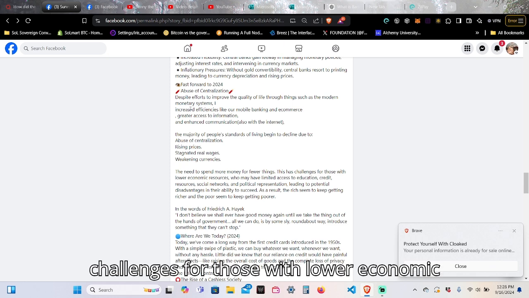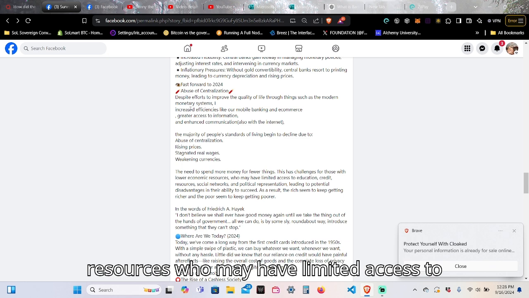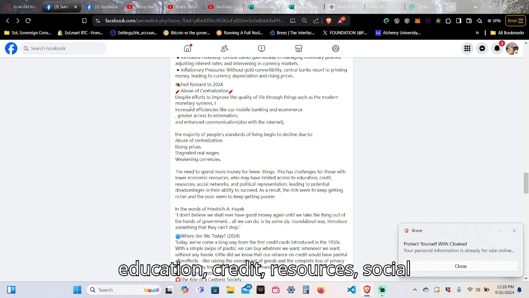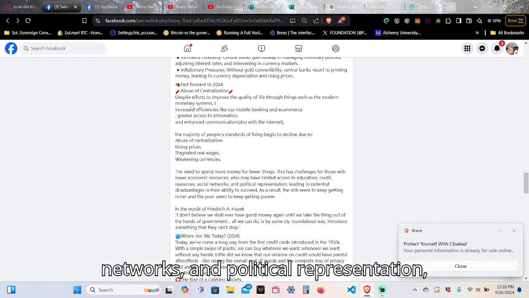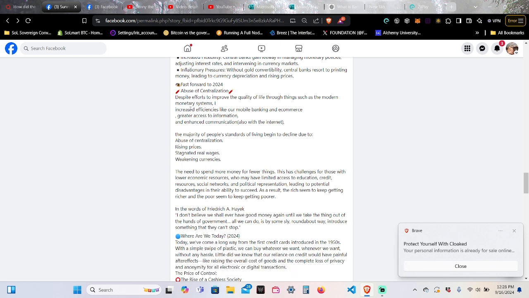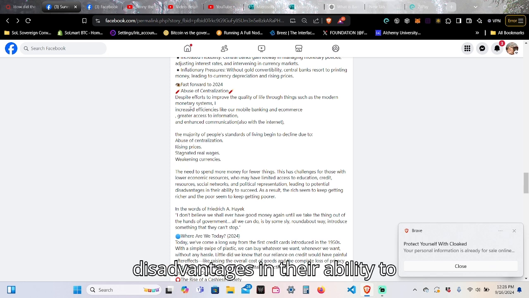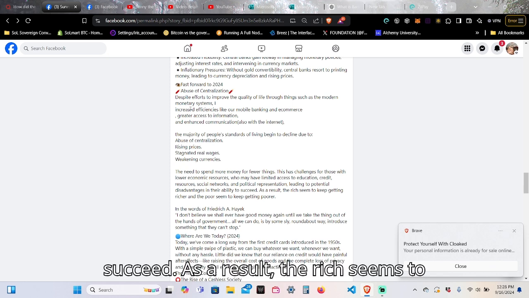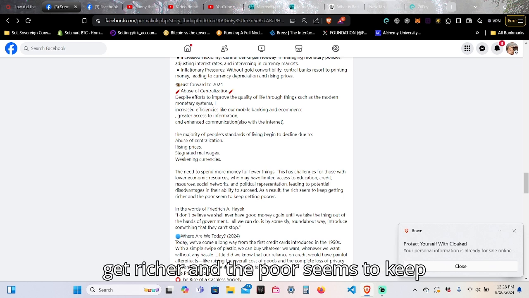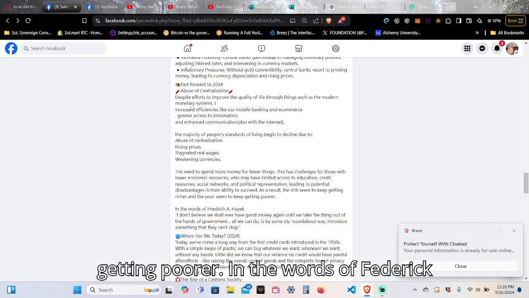This has challenges for those with lower economic resources who may have limited access to education, credit, resources, social networks, and political representation, leading to potential disadvantages in their ability to succeed. As a result, the rich seem to get richer and the poor seem to keep getting poorer.